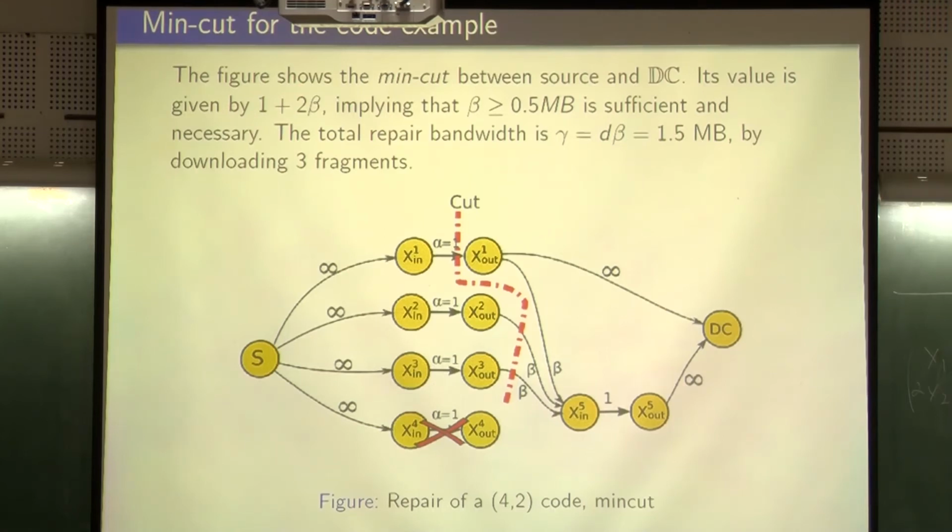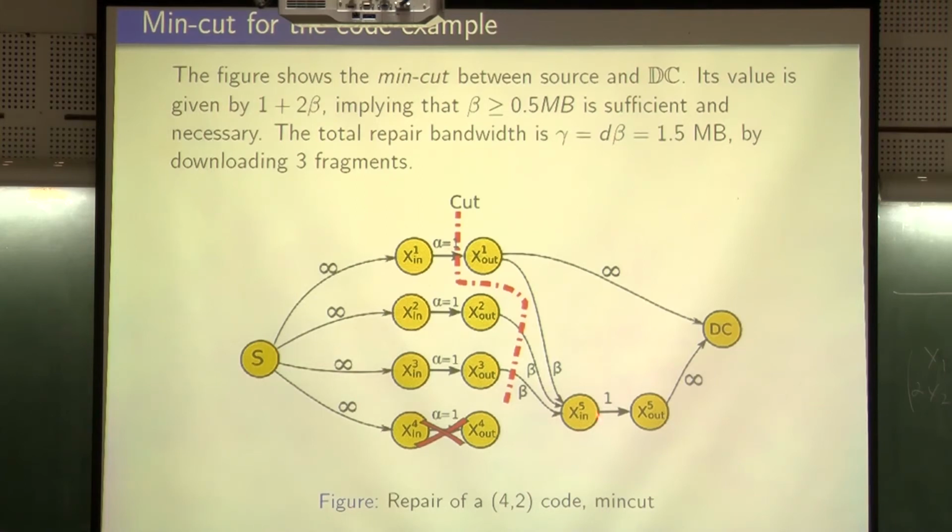So let's see. Here I want to look at the repair communication bandwidth, and what I want to show is that this is the best possible. So 1 plus 2β has to be greater than or equal to 2 MB, and that gives you β equal to 1.5 MB and β equal to 0.5 MB.